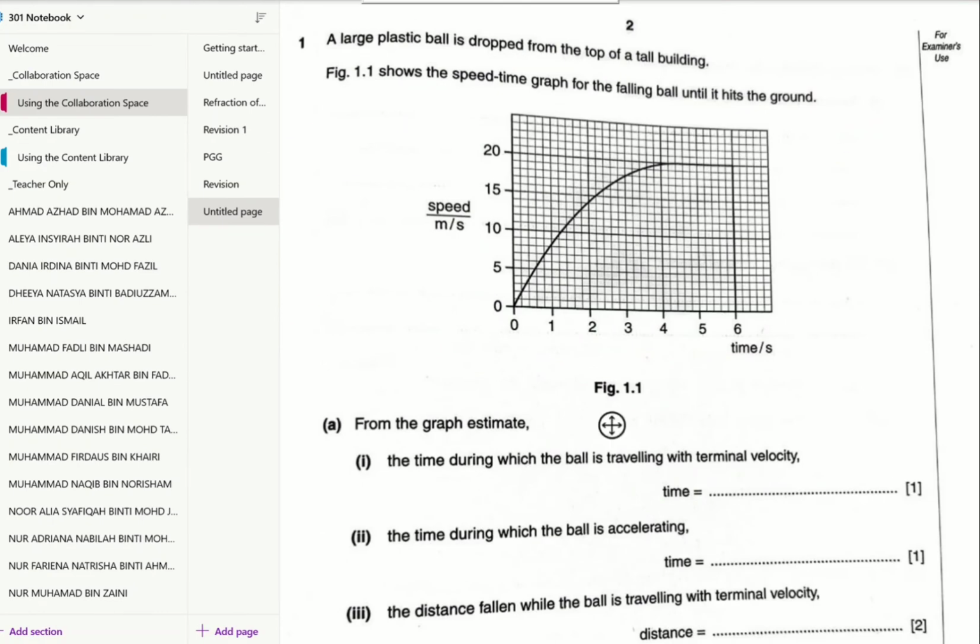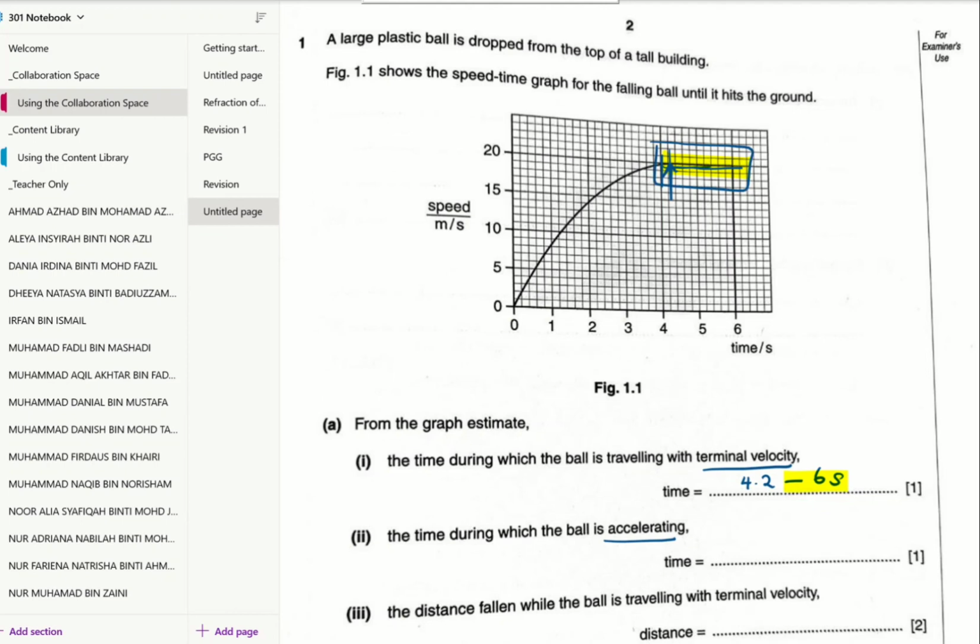Okay, for this one, a large plastic ball is dropped from the top of a tall building. So this one is related to gravitational acceleration, free fall. Figure 1.1 shows the speed-time graph for the falling ball until it hits the ground. So the one that I highlighted, this is the value for the terminal velocity, the time during which the ball is travelling. So you must answer in a range 4.2 to 6 seconds. The time during which the ball is accelerating, A2.